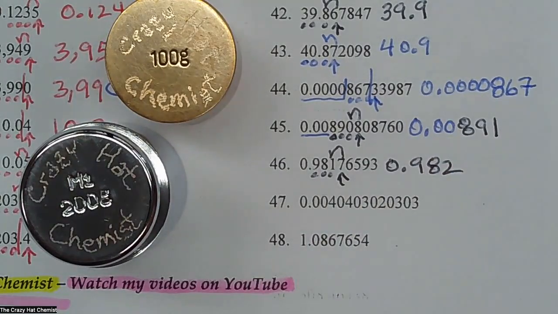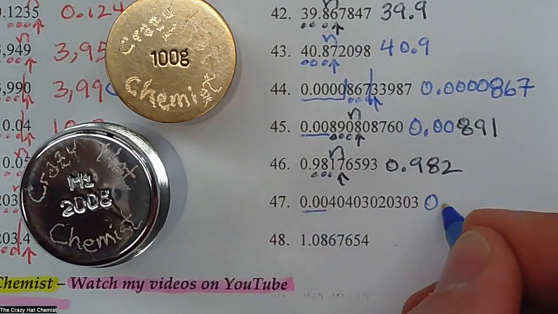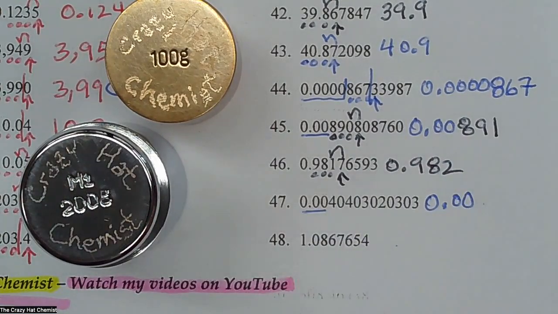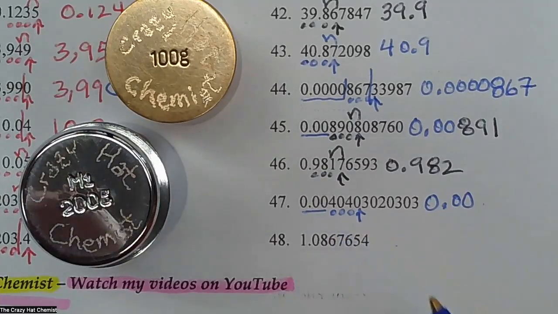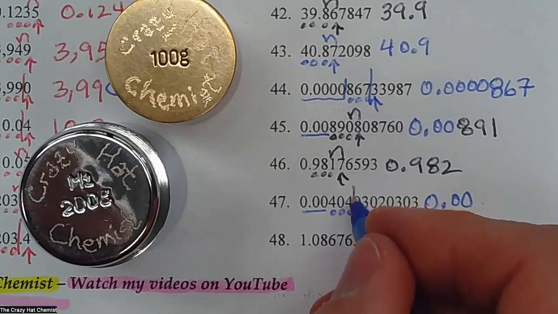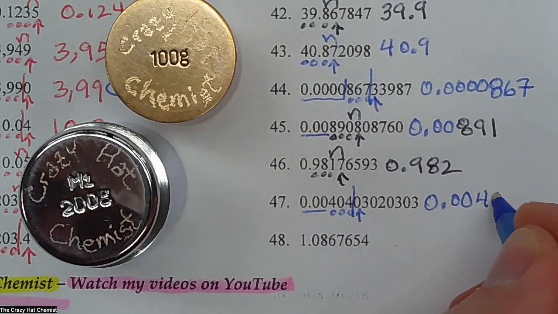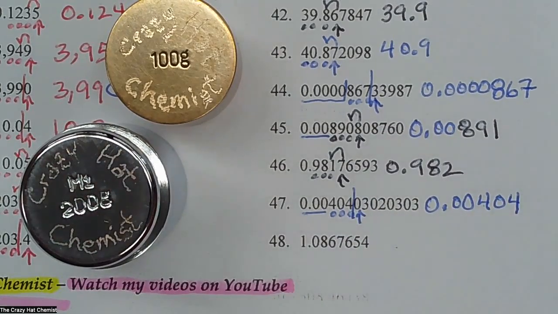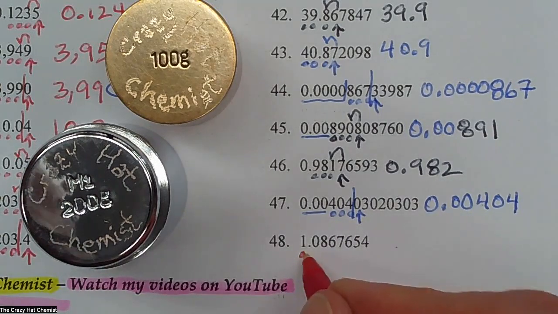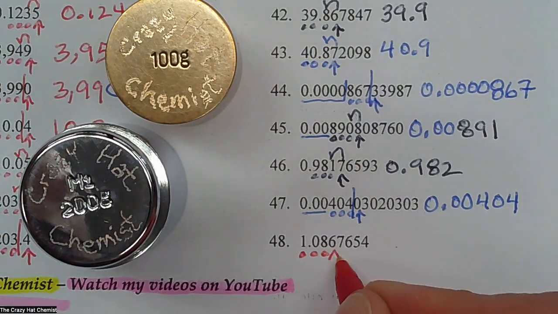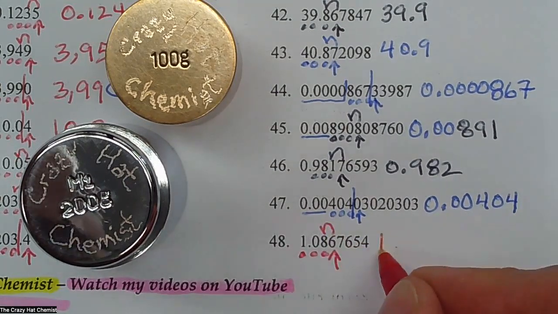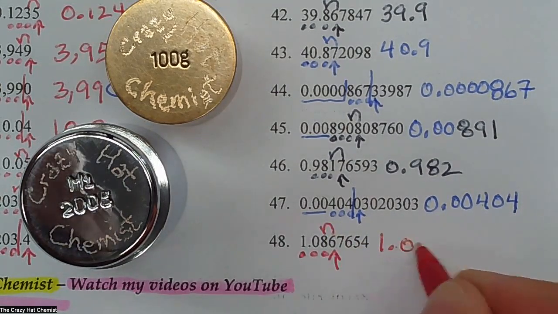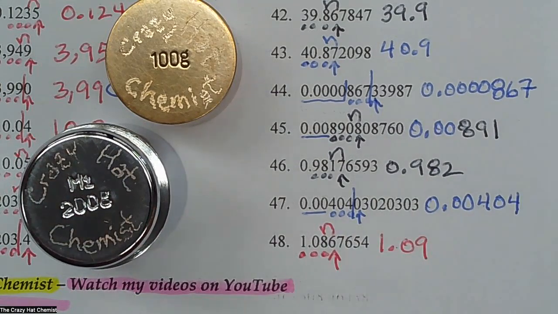Second to last problem. We're almost there. Tack on these zeros on the front end so you don't lose them. Then I've got 1, 2, 3 significant figures. I'm rounding with that 0 that's less than 5. Chop the number. 404. And the very last number, folks, that's right. Here we go. Number 48. 1, 2, 3 significant figures. I'm rounding with that 6. That's 5 or greater. Add 1 to the preceding digit. That's 1.09. Pencil drop. We are done.